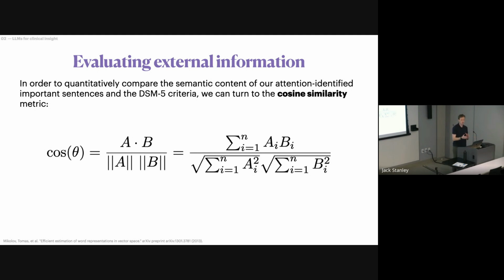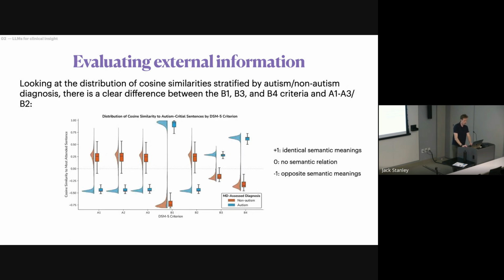So the cosine similarity really just measures the directionality of the vectors in the embedding space. Similar vectors, or similar semantic meanings, would have vectors pointing in the same direction. Vectors with no shared meaning would be orthogonal to each other, and opposite meanings would be pointing in opposite directions. So we can see here the distribution of the cosine similarities stratified by autism or non-autism diagnosis. There's a very clear difference, as we might have suspected from the embedding plot, between the B1, B3, and B4 criteria here, and the A1 to A3 and B2 criteria.